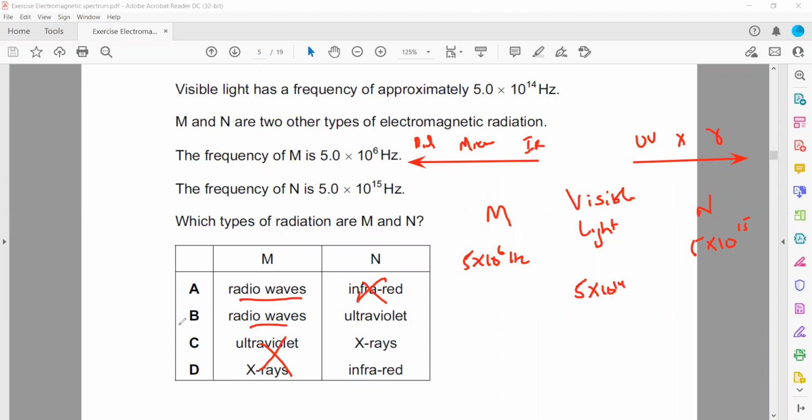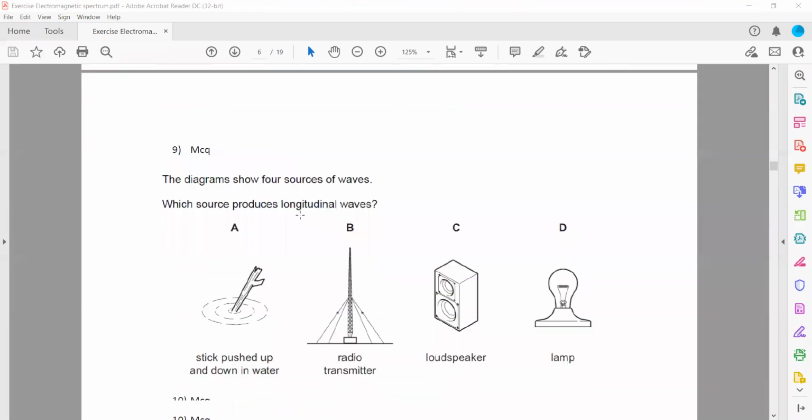So B is the right answer, because N can be ultraviolet, X-ray or gamma, and the only option in which N is ultraviolet is between A and B. So ultraviolet is the right answer, because it has a higher frequency compared to that of visible.